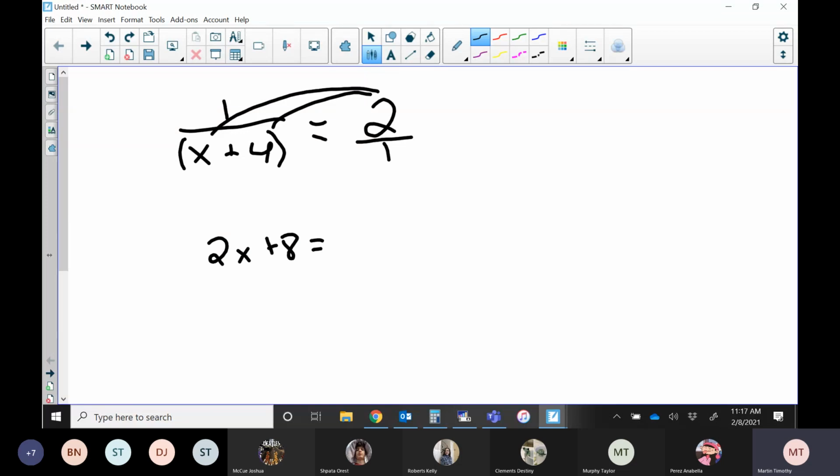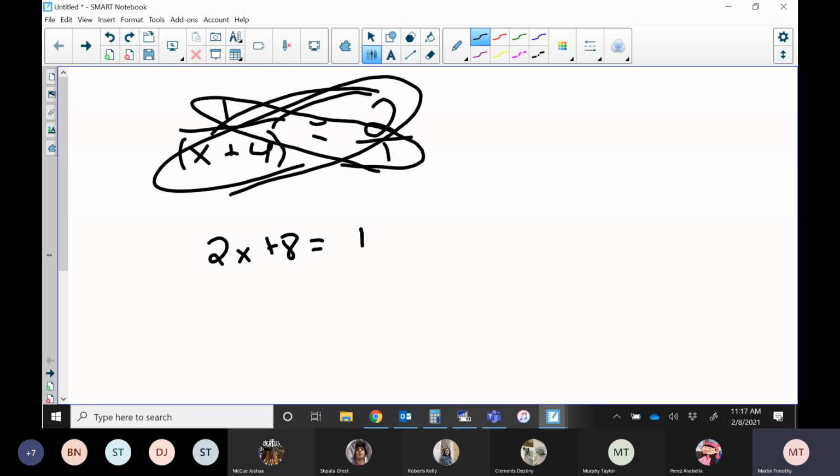And that's on one side because that's this times this. That goes on one side. And I personally like putting my variable on the left side. That does not have to be there. And then we would do 1 times 1, which would be 1. This could read 1 equals 2x plus 8 as well. Both of these would be the same.